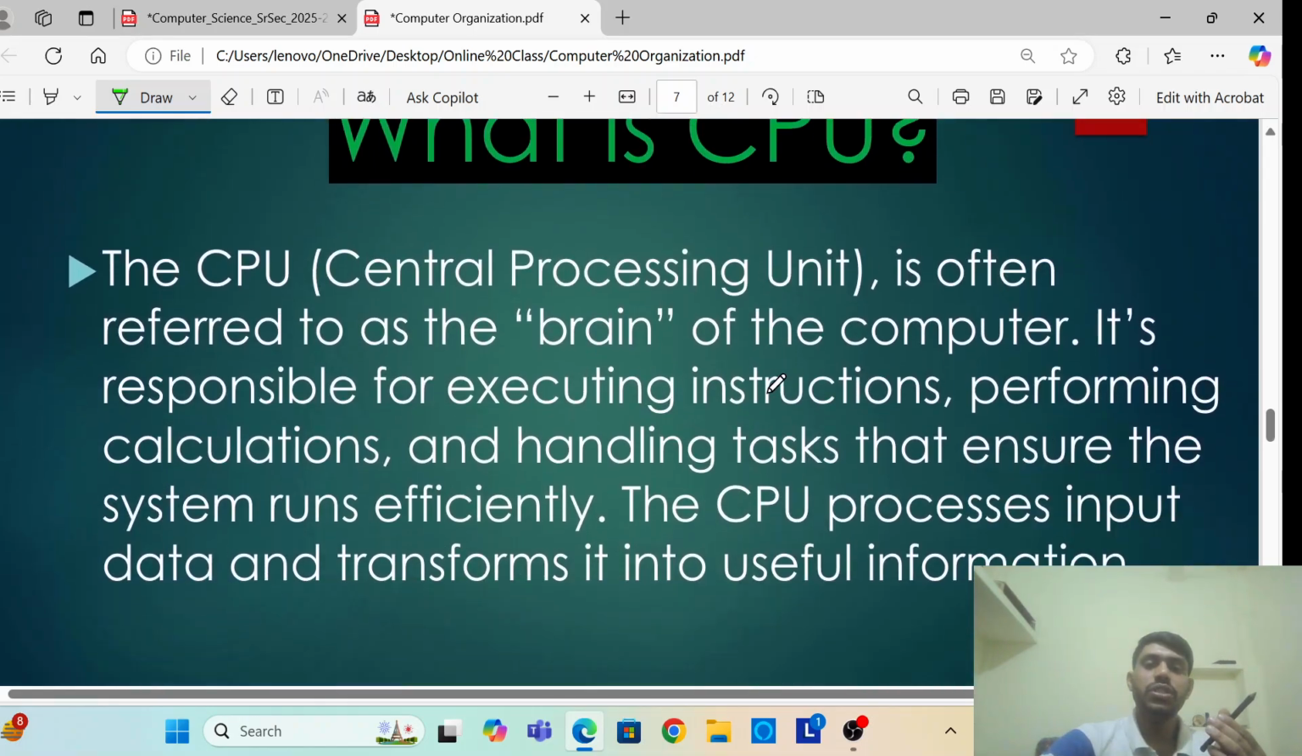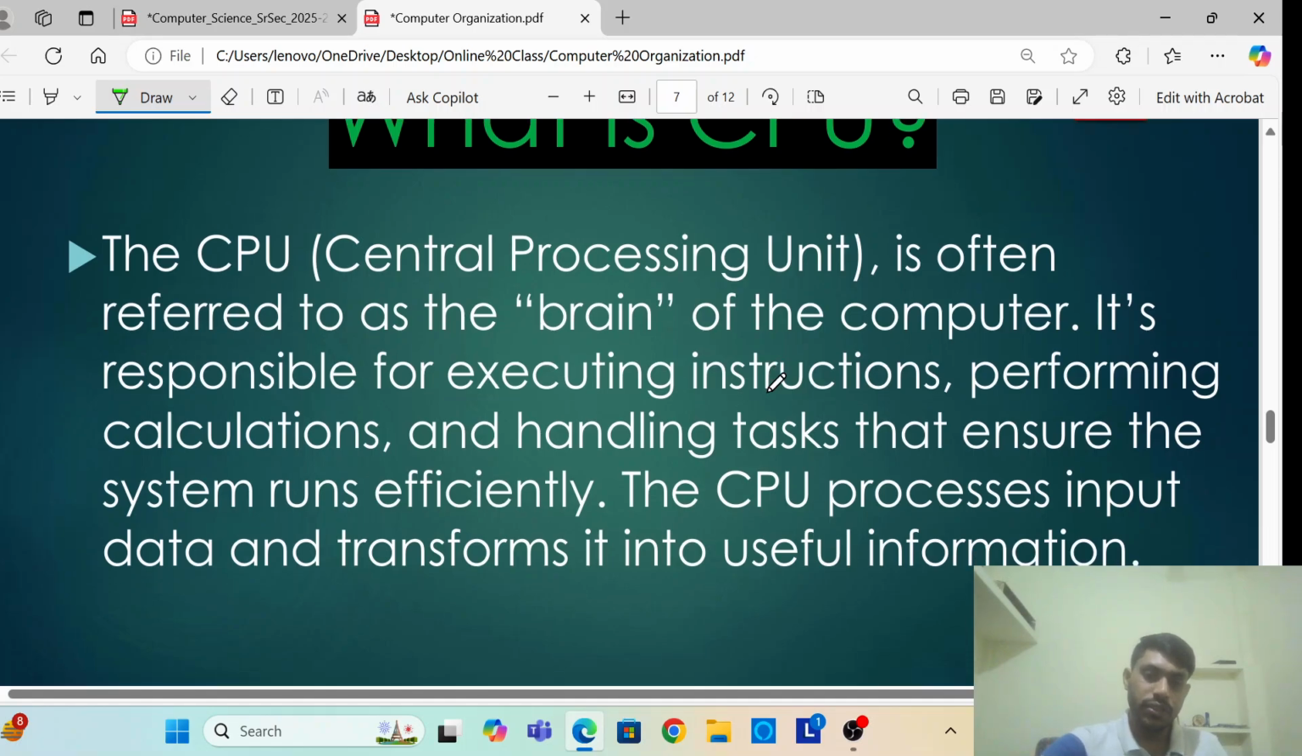What is CPU? CPU, I told you, is the central processing unit, referred to as the brain of the computer. It is responsible for executing instructions, performing calculations, and handling the different tasks that ensure the system runs efficiently. If the computer system is running properly, that means your CPU is providing the instructions properly. Remember that point: CPU processes the input data and transforms it into useful information, whatever data you give as input.